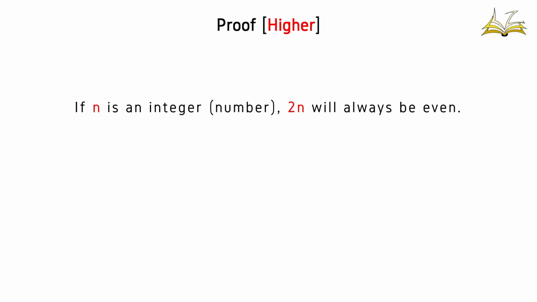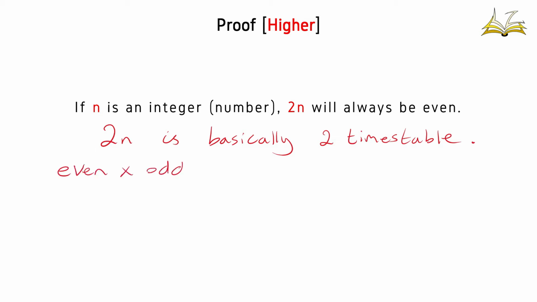So if n is an integer, which is a number, 2n will always be even. 2n is basically in the 2 times tables because anything you times by 2 will give you an even value. And that can be shown in the results of your 2 times table. If we look at what we looked at previously, even times an odd is an even, and an even times an even is an even. So this also proves the point that 2n will always be even.